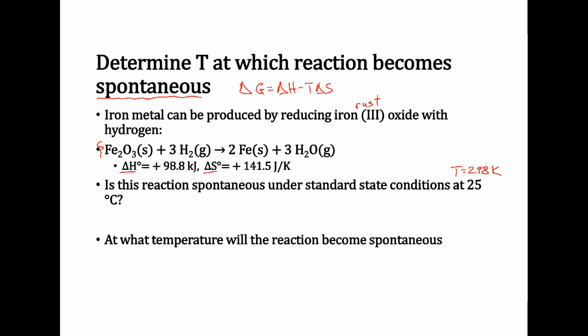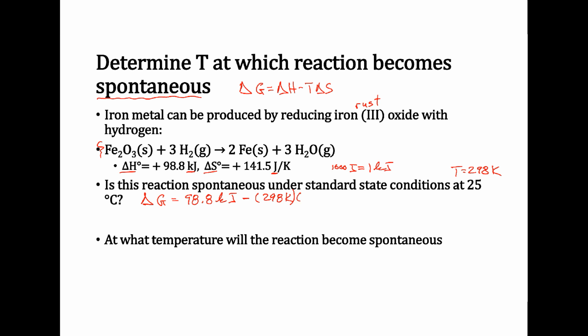So is this reaction spontaneous? Well, we're going to plug into our equation. Delta G is equal to delta H minus T delta S. So we have delta G is equal to 98.8 kilojoules minus our temperature, which is 298 K. And then this is where you have to be careful because entropy is typically given in terms of joules per Kelvin, and enthalpy is typically given in terms of kilojoules or kilojoules per mole. So what I tend to do is I tend to convert my entropy into kilojoules per Kelvin. So recall that there are 1,000 joules in a kilojoule, so you need to divide your entropy by 1,000.